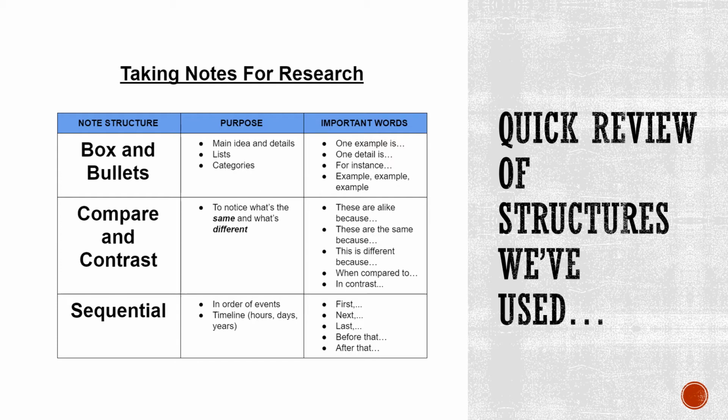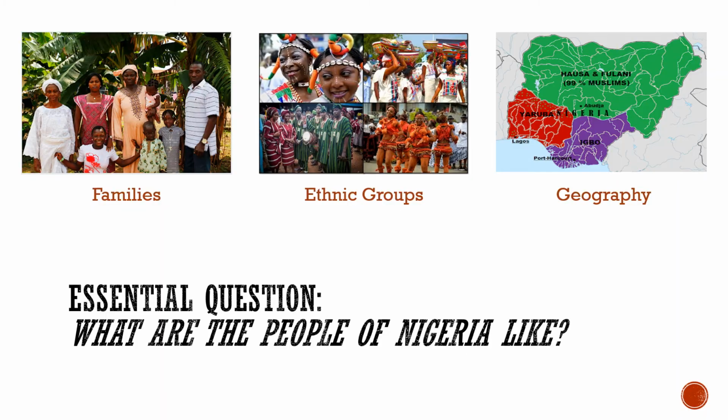And the last one that we practiced was sequential. As you recall, sequential, the root word is sequence, and sequence means to put something in order. So you're going to be looking at the order of events or a timeline, and you're going to see words like first, next, last. All right, let's try this.